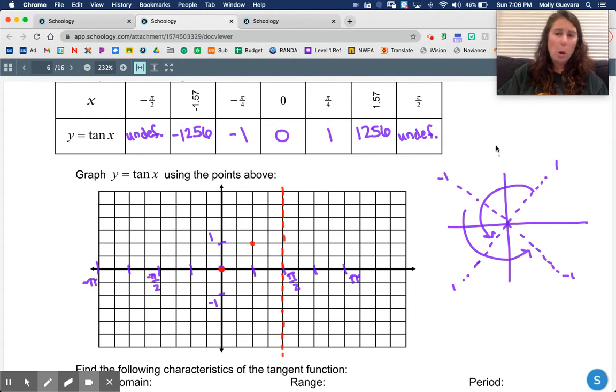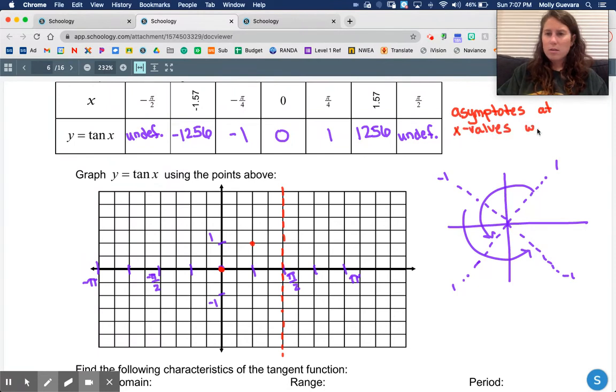Okay, it's an asymptote. So let's make a little note of this. Asymptotes at x values which cause undefined y values, right? So pi over 2 gets me undefined, so that is an asymptote.